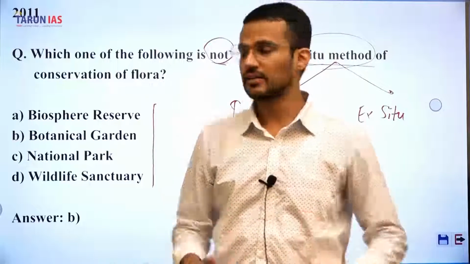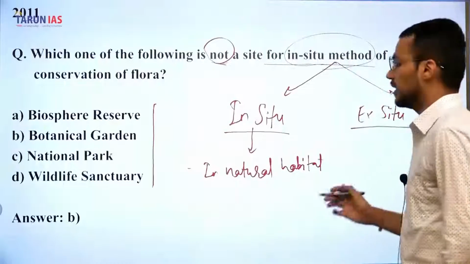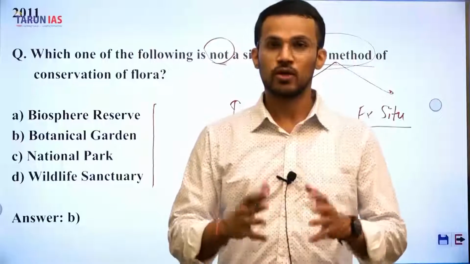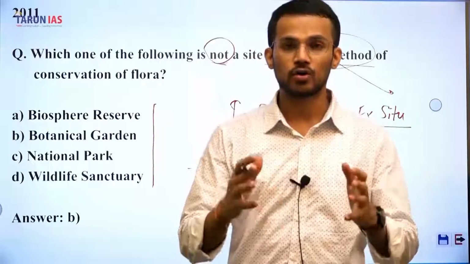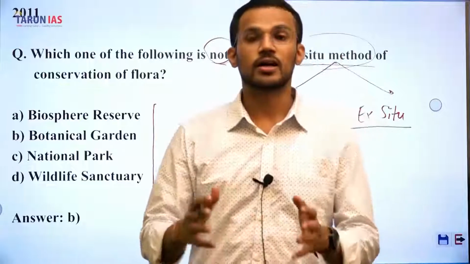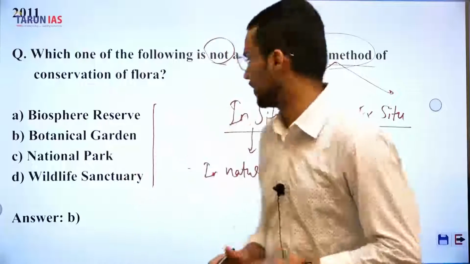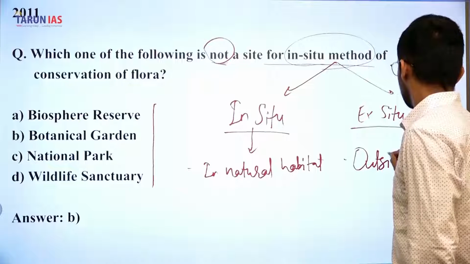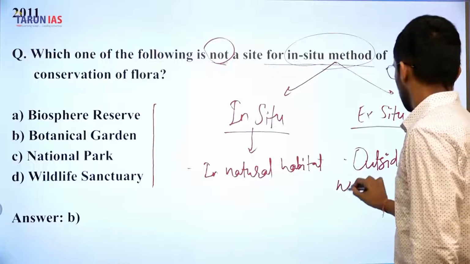But on the other hand, ex situ conservation is that type or method of conservation where flora or fauna is conserved outside its natural habitat. So, ex situ is outside natural habitat.